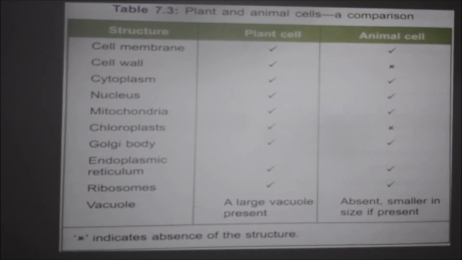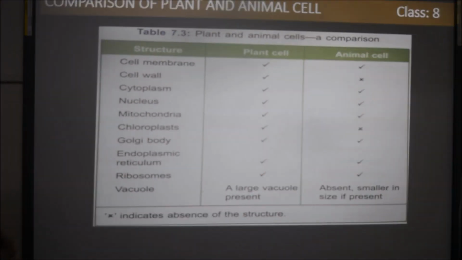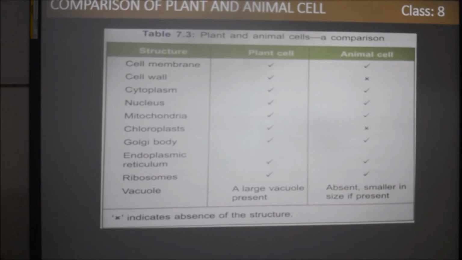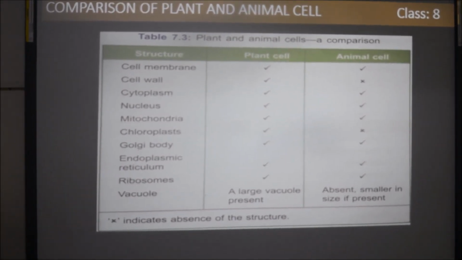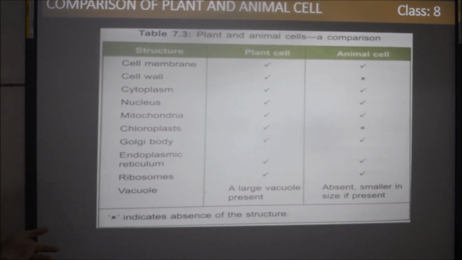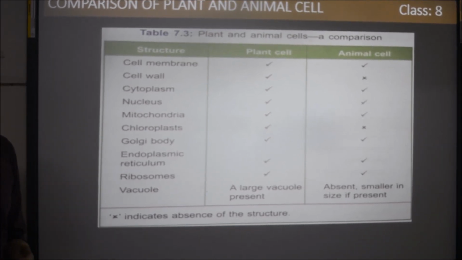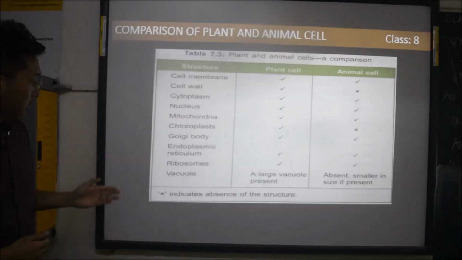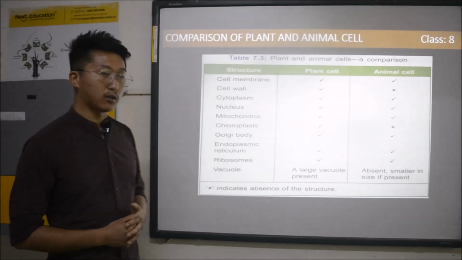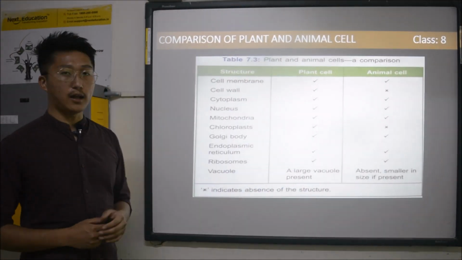The next one is Golgi bodies. Golgi bodies are present both in the plant cell as well as in the animal cell. The next organelle is the endoplasmic reticulum. The endoplasmic reticulum is present in both plant and animal cells. The next one is the ribosome. The ribosome is also present in both plant cells and animal cells. The next organelle is the vacuole. The vacuole is also present in both plant and animal cells.